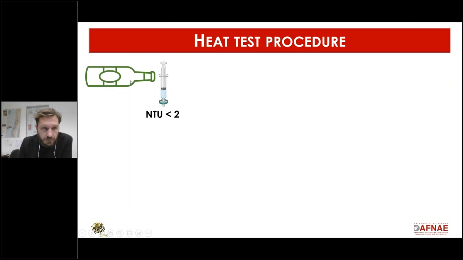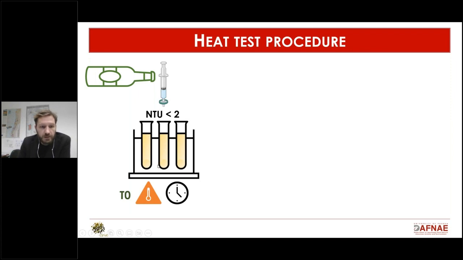So you take your wine to be tested, you filter it, and you filter it so that the turbidity of the filtered wine, and you measure turbidity by this unit of measurement, turbidity units, NTUs, is below 2. That means that the wine is clear. So then you take that wine and you apply the heat for a certain amount of time. So you put it in a water bath or a heating mantle for a certain amount of time.